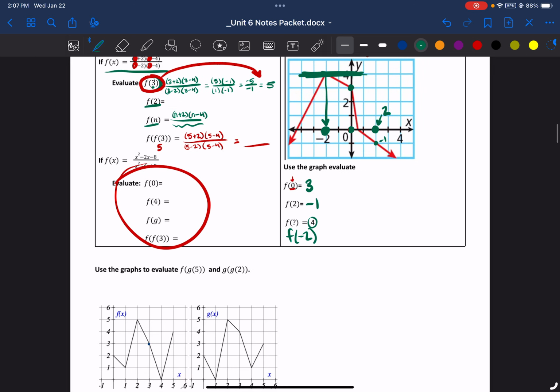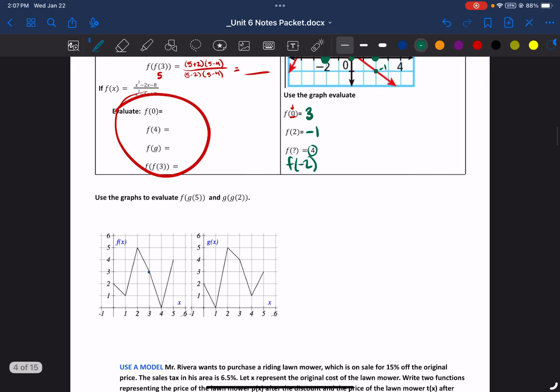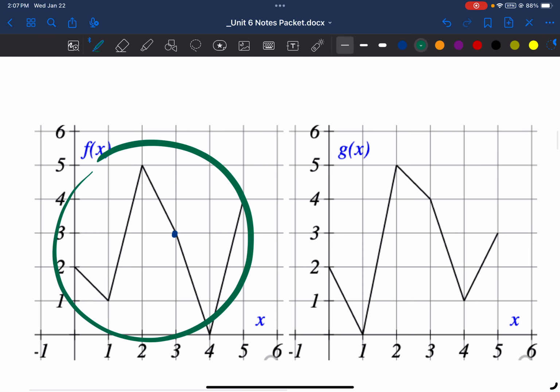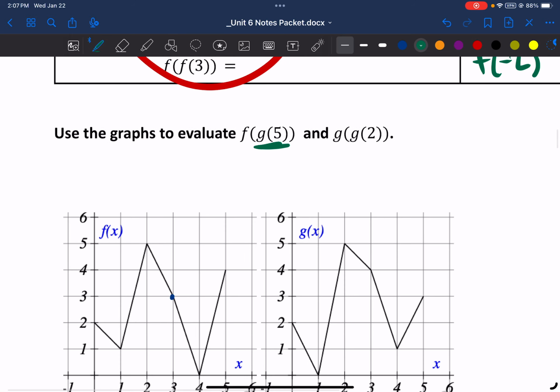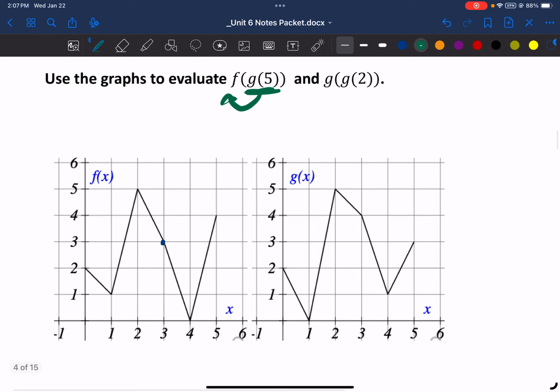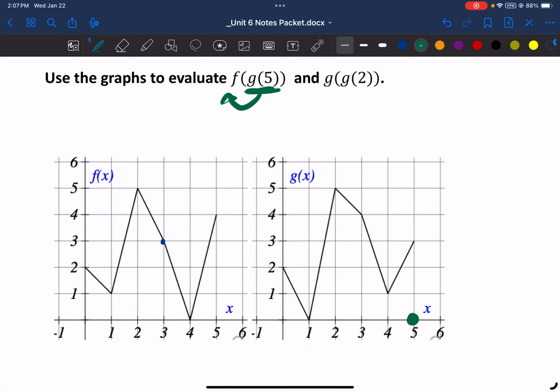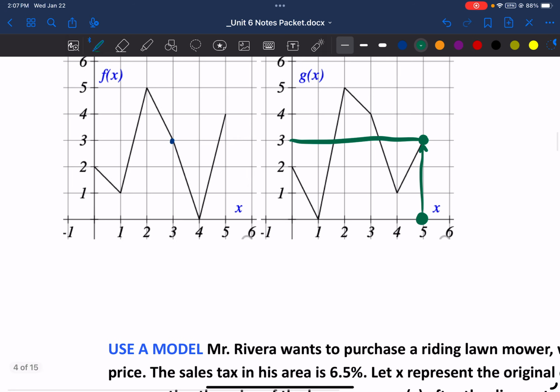Okay. Super close here. If this is f of x, and this is g of x, where is g of 5? And then we'll plug it into f of x. So g of 5, okay, x. When x is 5 on g of x, where's the graph? It's at 3. So g of 5 is 3. So now we take that 3 and we plug it into f. Here's 3. Where's f? 3.